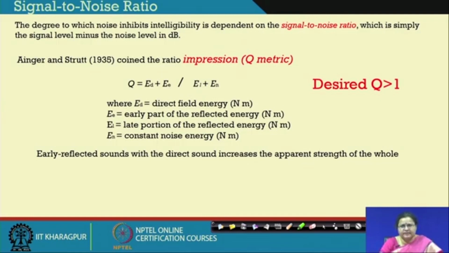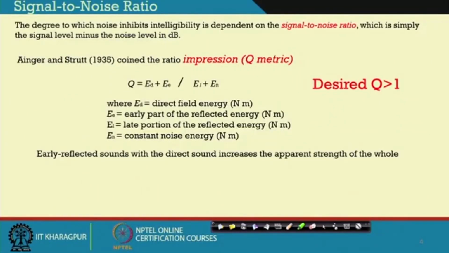I also introduced this phenomenon in the previous module. The degree to which noise inhibits intelligibility, that is, is a negative to intelligibility, is dependent on this ratio, which is simply the signal level minus the noise level in decibels. Initially in 1935, Engel and Strutt, two scientists, coined this term, which is called the Q metric, and it is desired that if the signal, that is the source sound level, is equal to the noise level, then the Q metric is 1.